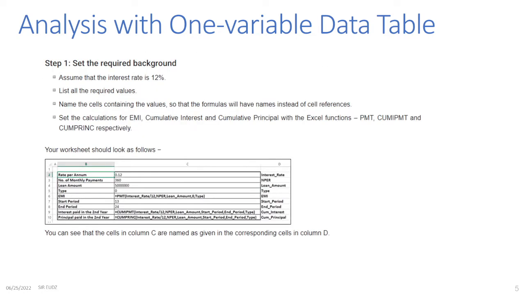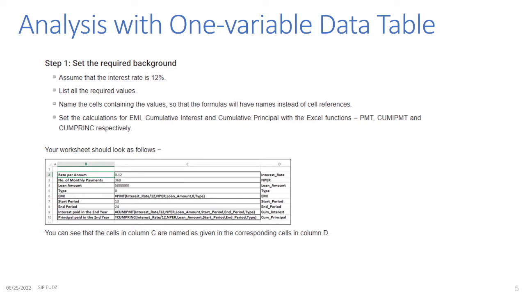So step 1, set the required background. So assume that the interest rate is 12%. So we have here rate per annum. That's the interest rate, 12%. List all the required values. So we have number of payments, loan amount. So we have 5 million. Type is 0. That is at the end of the period.